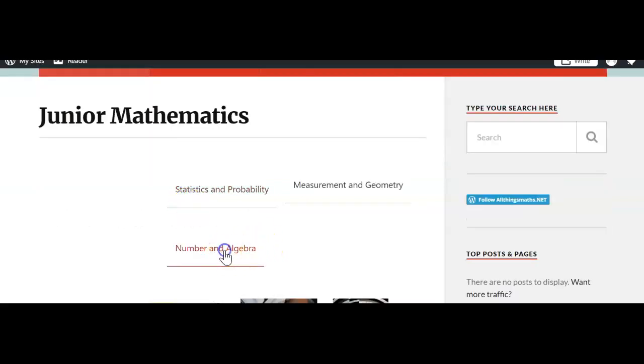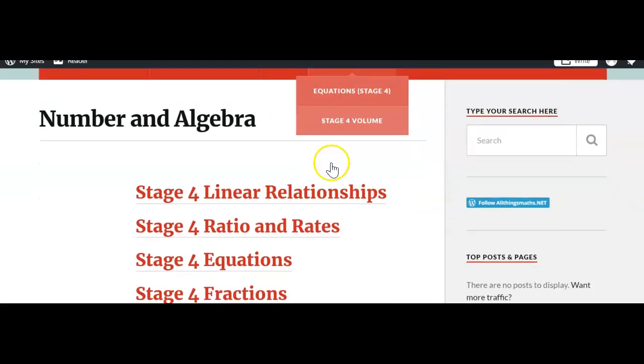Hi Year 7, today we're going to be looking at how to use a fraction with a calculator.